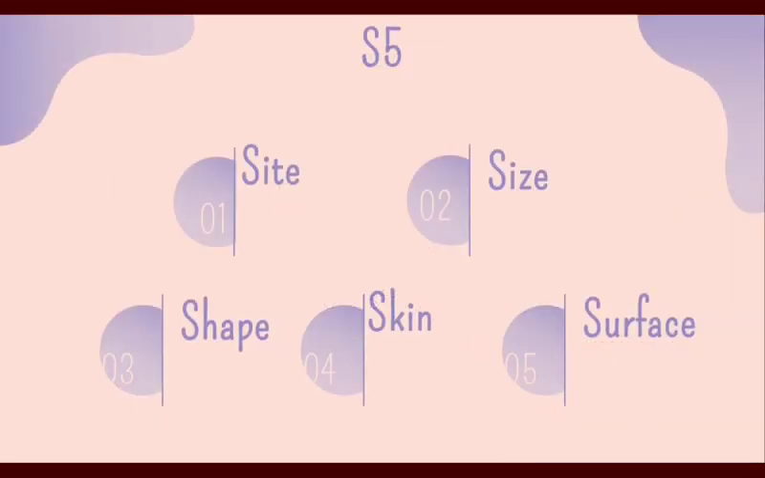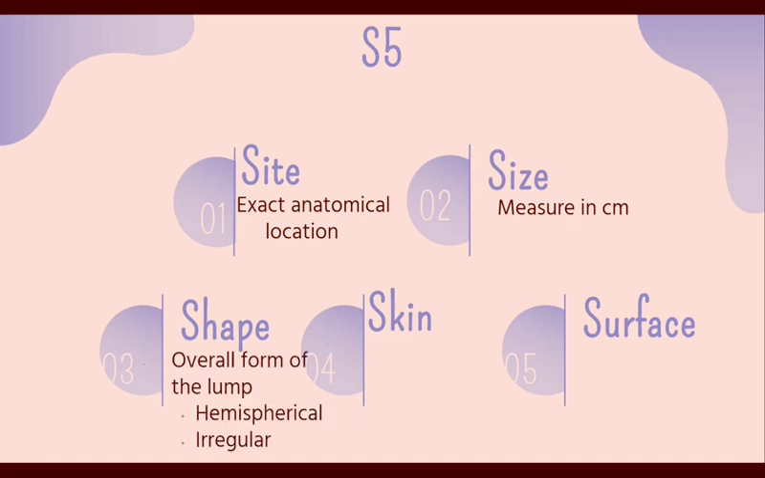The first part, vivas. There are side, size, shape, skin and surface. For the side, you have to describe the exact anatomical location of the lump. And for the size, usually you have to measure it in centimeters. You can carry a measuring tape or ruler for that. For the shape, you have to describe the overall form of the lump. As example, whether it has a hemispherical shape or irregular shape.